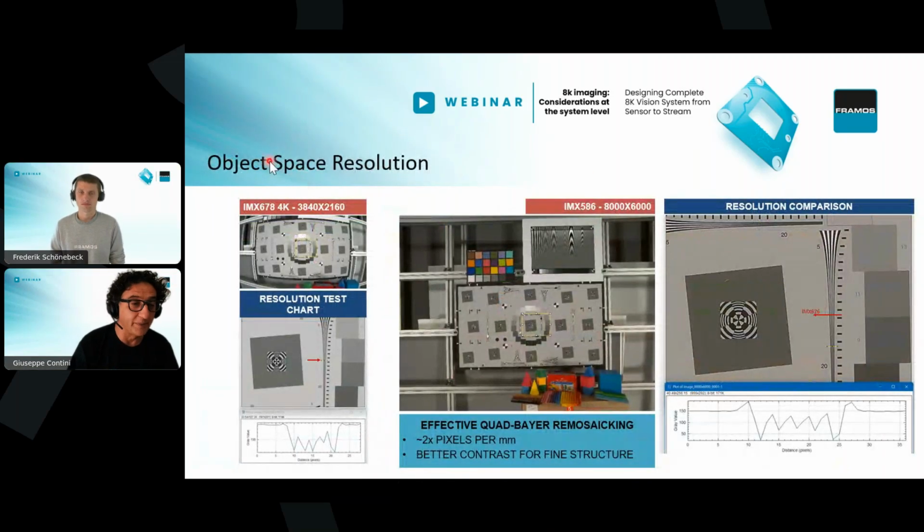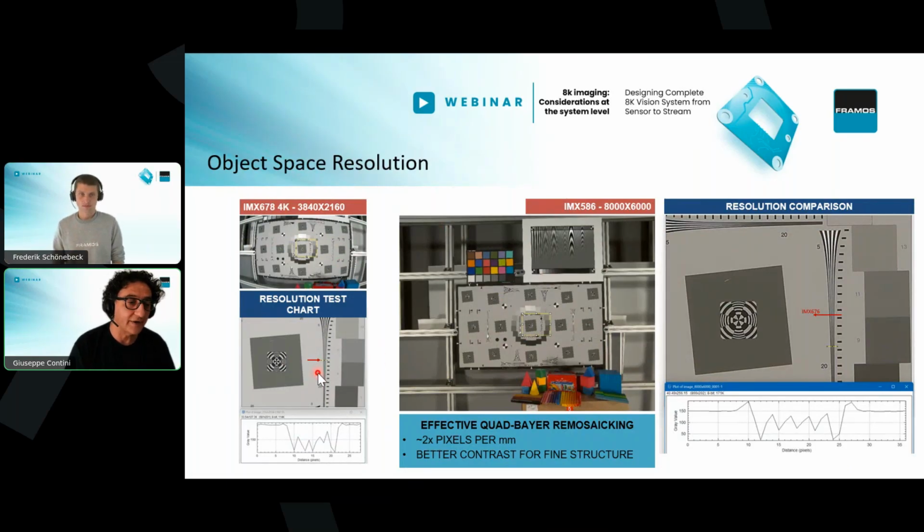This is also a comparison. Compared to, because we have a quad Bayer, one could say, okay, but this is like a 12 megapixel. So it's not 8K, but it is 12 megapixel. And indeed, we have a comparison here. This is a quick and easy way to compare. It is a test chart, IMX678 with 4K, and this is the 586 with 8,000. So this is the image compared.